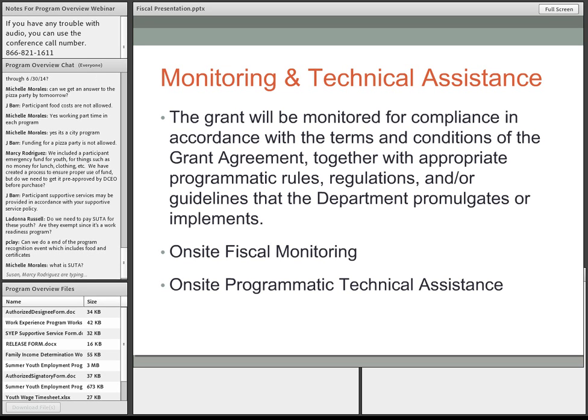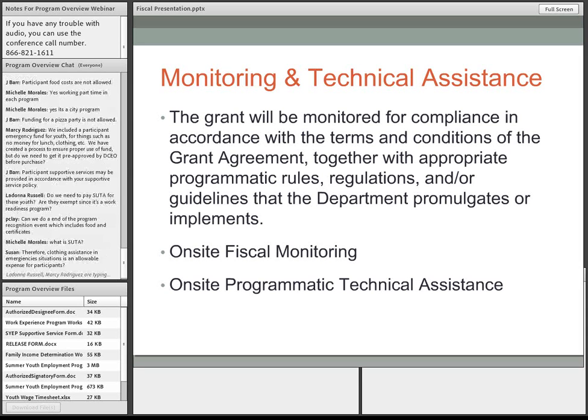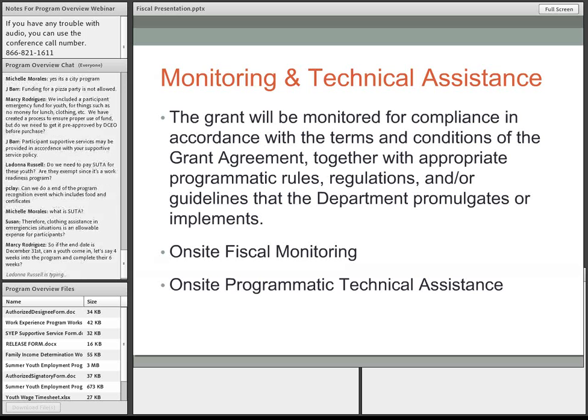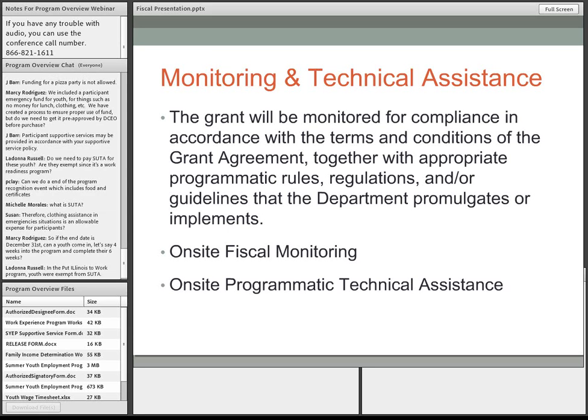That we'll have to check. I think SUDA is required. I think it is. And then, can we do an end of the program recognition event, which includes food and certificates? We just asked about a pizza party. No, the food, unless you can get a sponsor for it, no. The food we wouldn't allow. And someone just asked, what is SUDA? The state unemployment. Yeah, I think so. We'll follow back up on that one just to verify, but I'm pretty sure. We'll get Chuck to validate that.